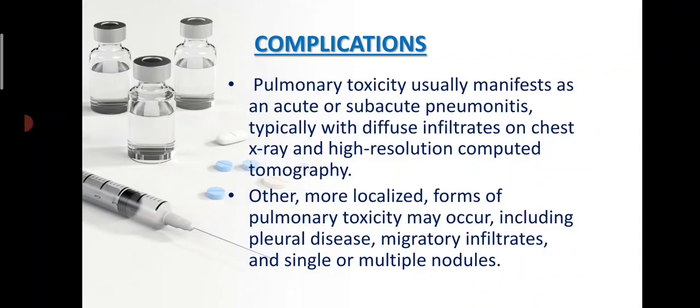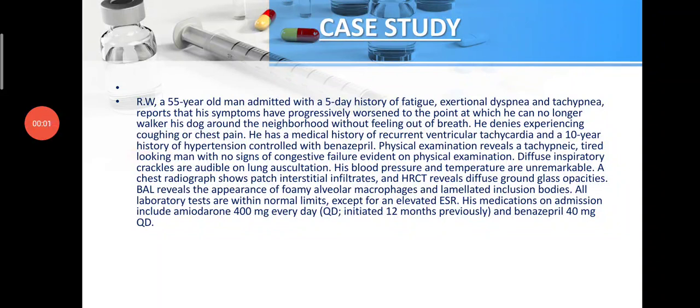Complications. What complications can we face? Pulmonary toxicity usually manifests as an acute or subacute pneumonitis, typically with diffuse infiltrates on chest X-ray and high resolution computed tomography. Other more localized forms of pulmonary toxicity may occur, including pleural disease, migratory infiltrates, and single or multiple nodules. Now come to the case study.